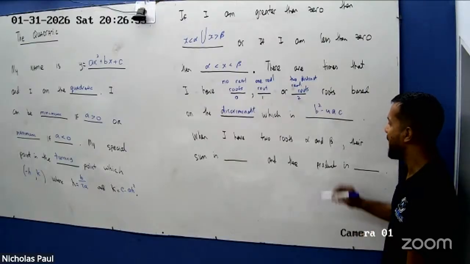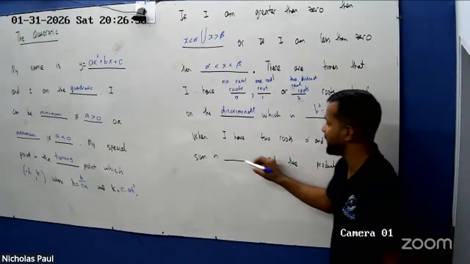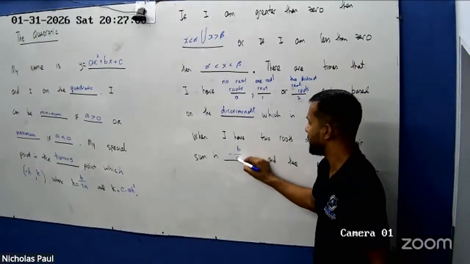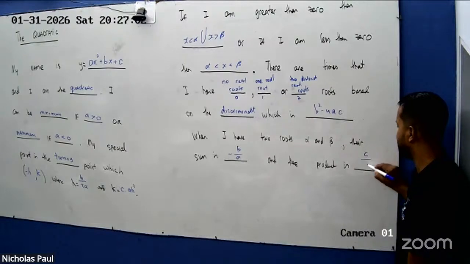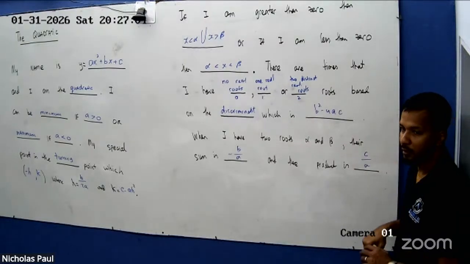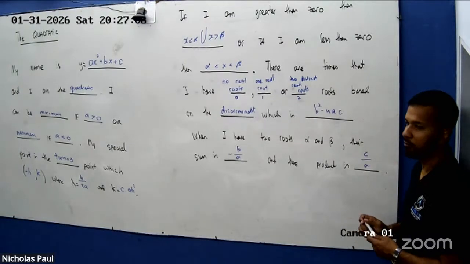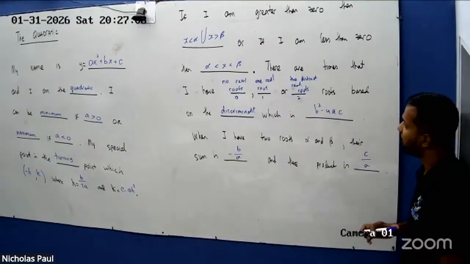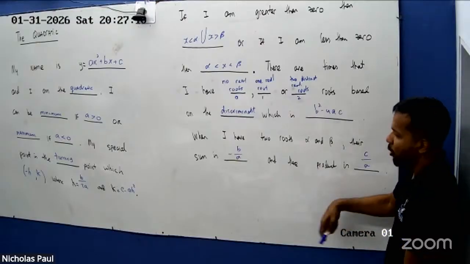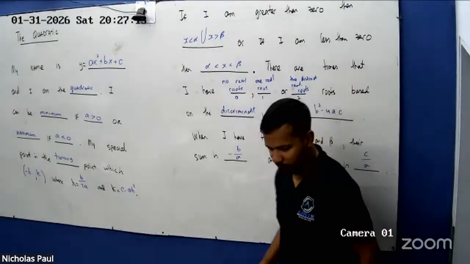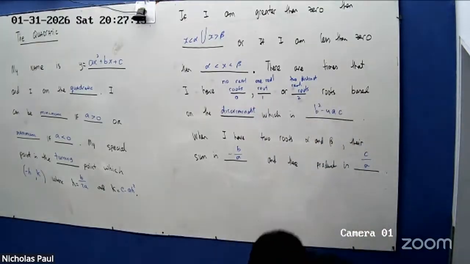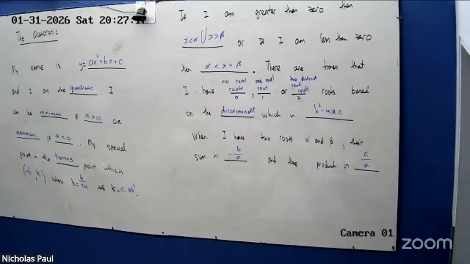Right, when I have 2 roots, alpha and beta, their sum is minus b on a, and their product is c on a. Yeah, nothing wrong. It has more to it, but I can't remember. I know the paper, we'll find it. So it's just something I made up to help you fill in the blanks and remember these things about quadratics, right?